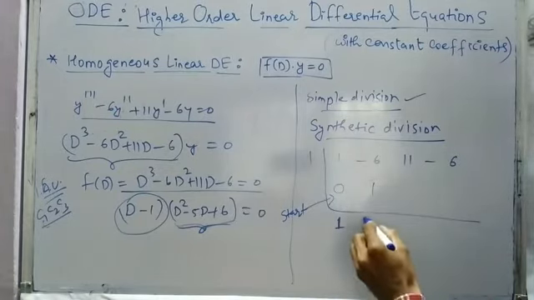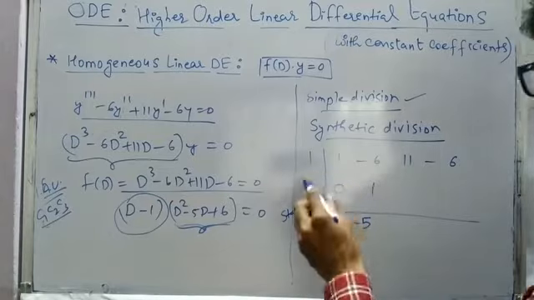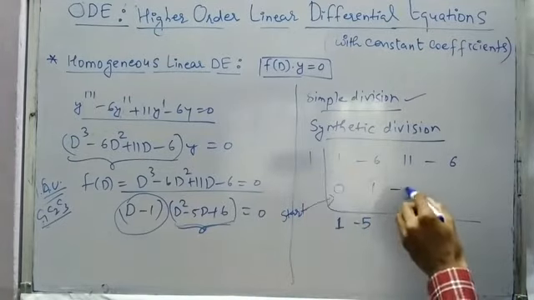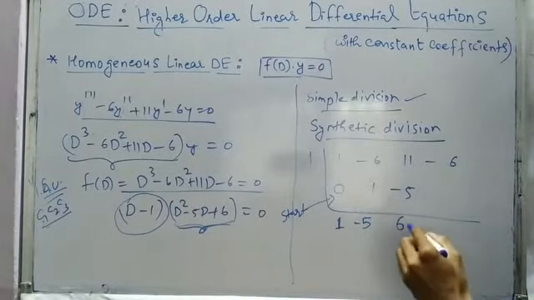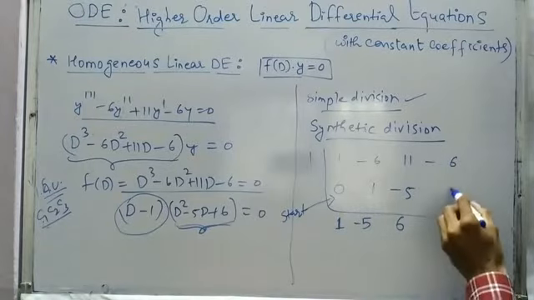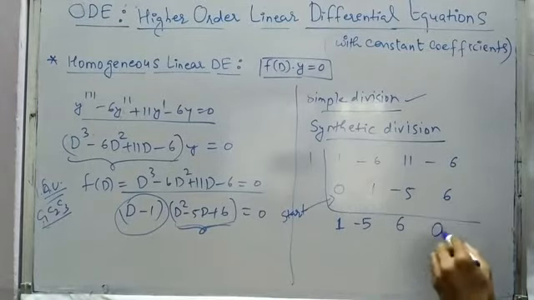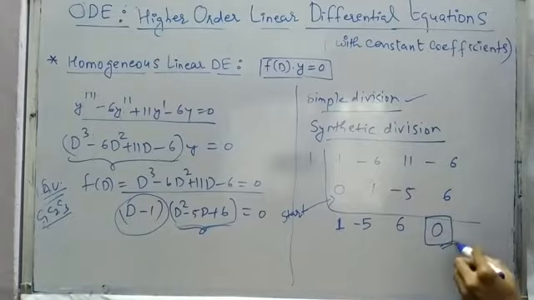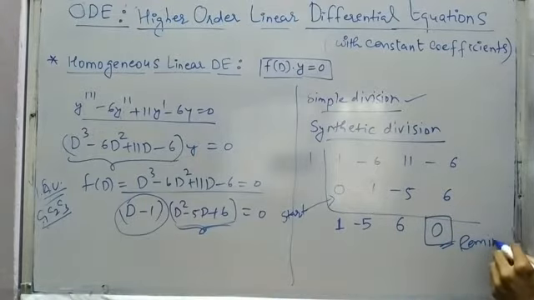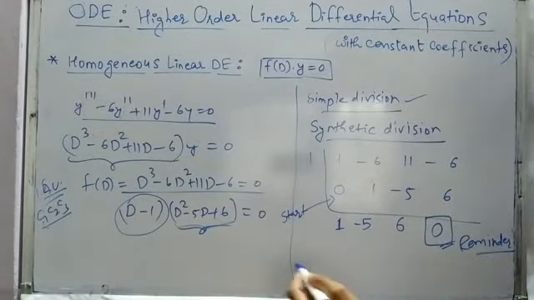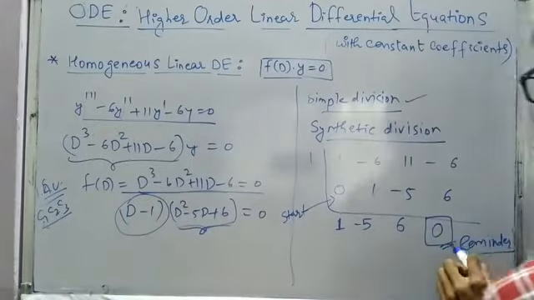Minus 6 plus 1 is minus 5. Multiply minus 5 with 1 is nothing but minus 5. Add vertically 6. 6 into 1 is 6. So minus 6 plus 6 is going to be 0. So this you are going to get as remainder. So if you have the solution of this particular equation, you are going to get the remainder as 0.